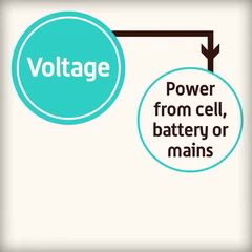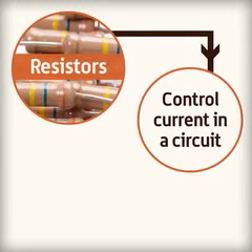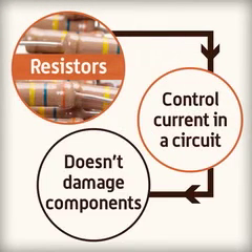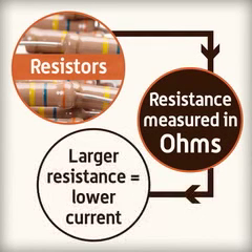Voltage is the power from the cell, battery, or the mains that pushes the electric current around the circuit. Resistors are used to control the current in a circuit so that they don't damage the delicate components. Resistance is measured in ohms, and a larger resistance means less current in the circuit.